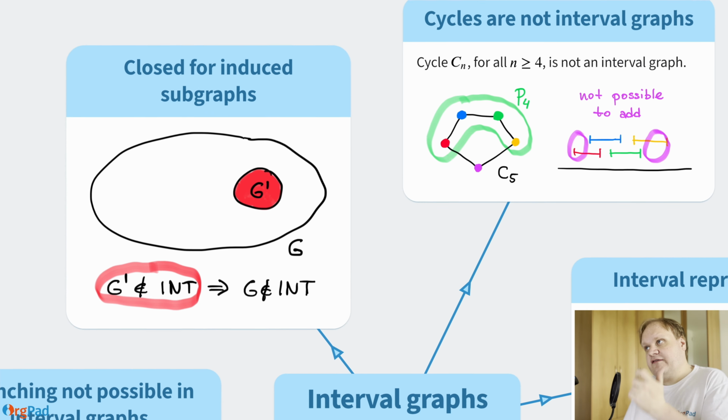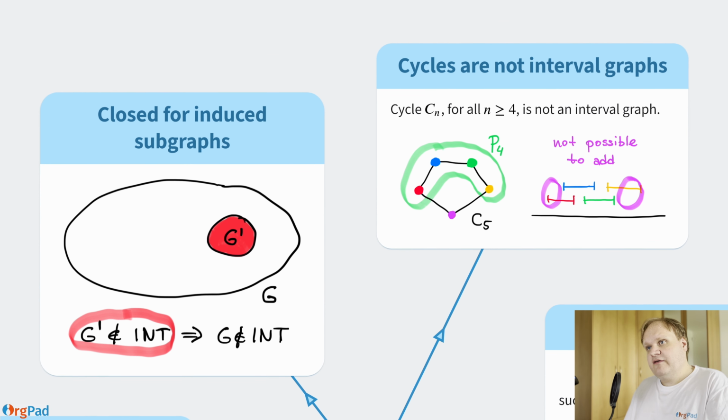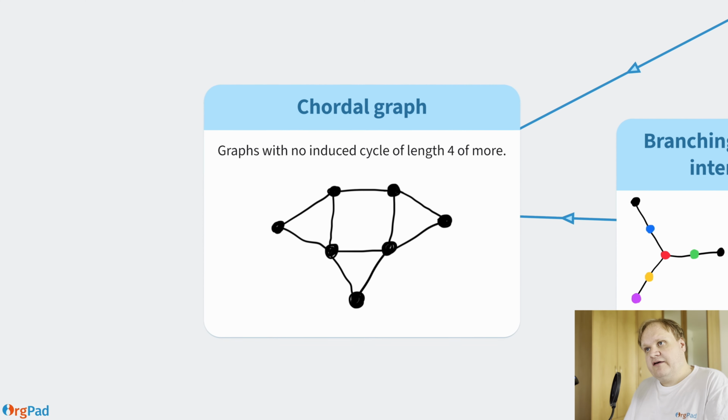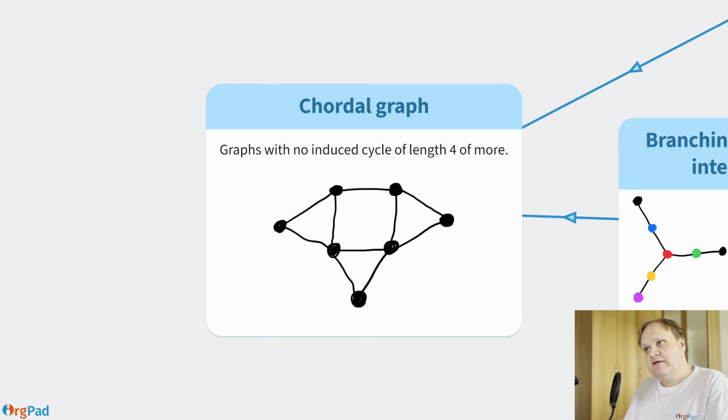And we also know that cycles are not interval graphs. So there are no induced cycles in an interval graph. And such graphs without induced cycles are called chordal graphs. This is not a chordal graph because there is an induced cycle of length 4 here.